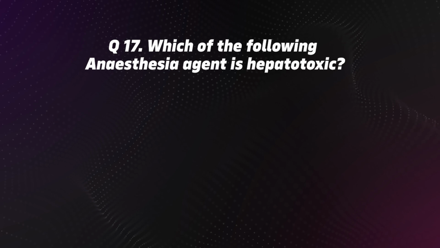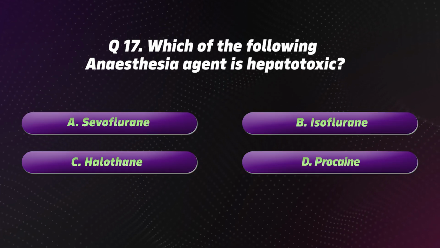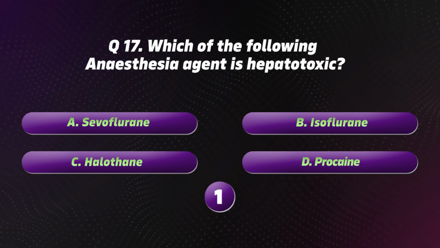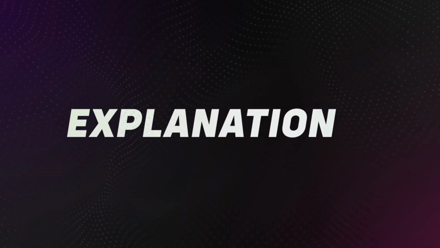Question 17. Which of the following anesthesia agents is hepatotoxic? Here are the options. A. Sevoflurane, B. Isoflurane, C. Halothane, D. Procaine. And the correct option is C. Halothane. Here is the explanation.